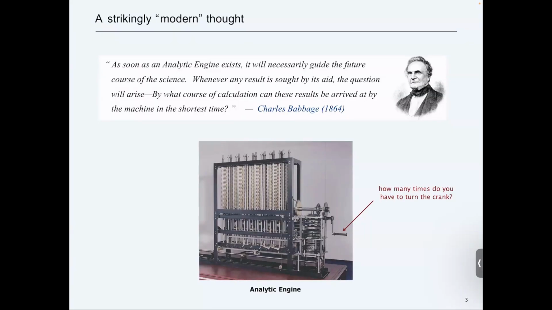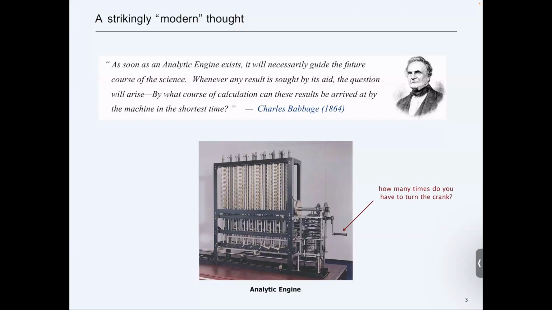What's interesting or maybe funny is that this entire idea is actually quite old. So Charles Babbage wrote in 1864, and I'll just paraphrase some of the stuff that's here. Whenever any result is sought by its aid, the question will arise, by what course of calculation can these results be arrived at by the machine in the shortest time? So remember, Babbage was talking about a mechanical computing machine. This was long before modern computers actually existed.